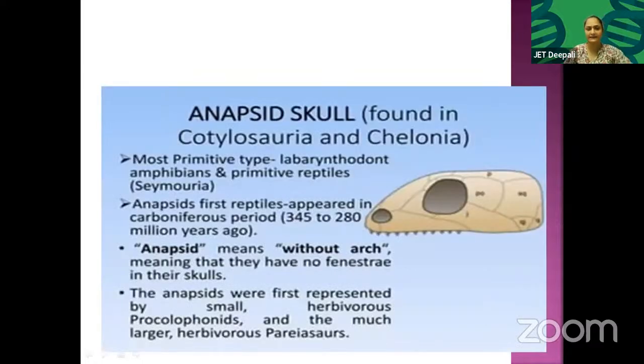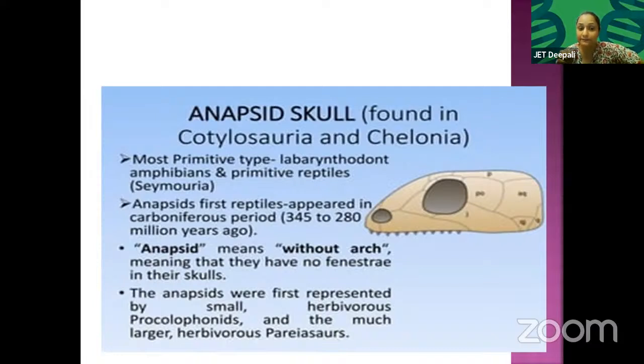Now anapsid skull is found in Cotylosauria and Chelonia. Okay, see, this Cotylosauria and Chelonia, they are from the subclass Anapsida. There are two orders in subclass Anapsida: Cotylosauria and Chelonia. They are primitive kind of reptiles. Okay, most primitive type, labyrinthodont amphibians and primitive reptiles.